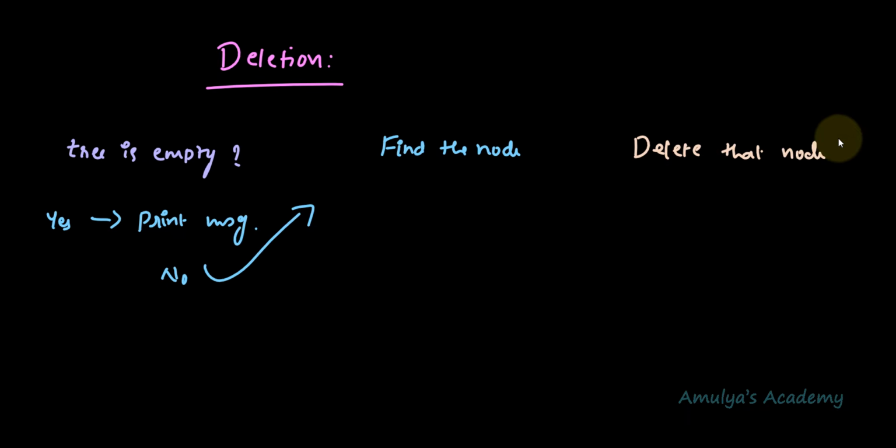Okay, so these are the three steps of the deletion method. First, we need to check whether the tree is empty or not. If the tree is not empty, then we proceed to the next step, that is, we need to find the node in the tree. If the node is present, then only we move on to the third step, that is, we need to delete that node. Clear, right? So let's write the method.